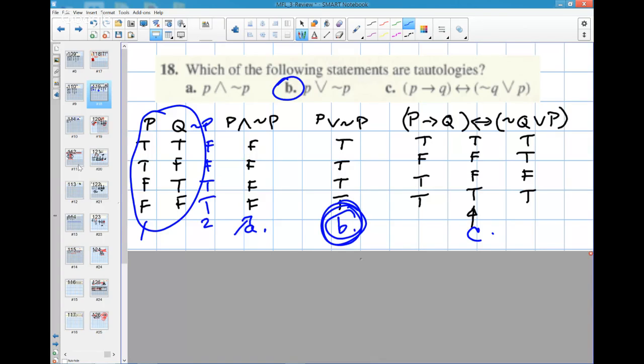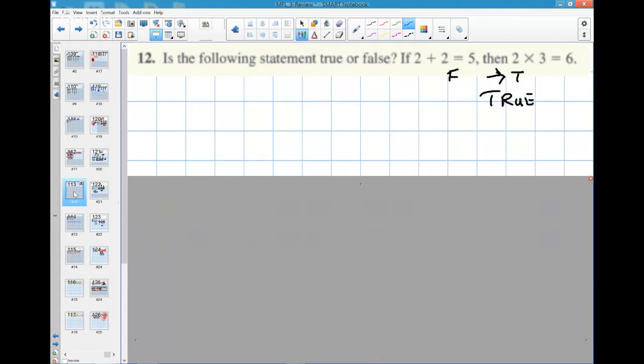Number 12, sure. Okay, so number 12, is the following statement true or false? If 2 plus 2 equals 5, then 2 times 3 equals 6. Well, you and I both know that 2 plus 2 is not equal to 5. So that's why I put a false there. 2 times 3 is equal to 6. So now the question is, in if-then form, what happens when you have an if false then true? Do you remember how that goes?